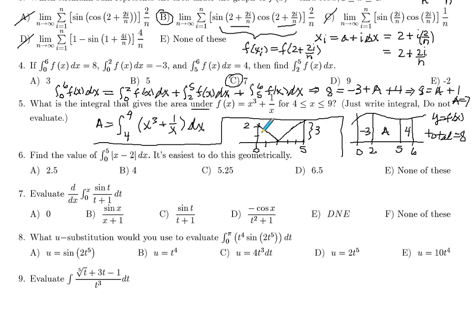So the area of this triangle is going to be 1/2 base times height. Base is 2, height is 2. So 1/2 times 2 times 2 is going to give this area, which is just going to be 2. And then this one in here is going to be, again, 1/2 base times height. So 1/2 times 3 times 3. So that's 9/2. So 2 plus 9/2. So 9/2 is 4.5 plus another 2, 6.5.